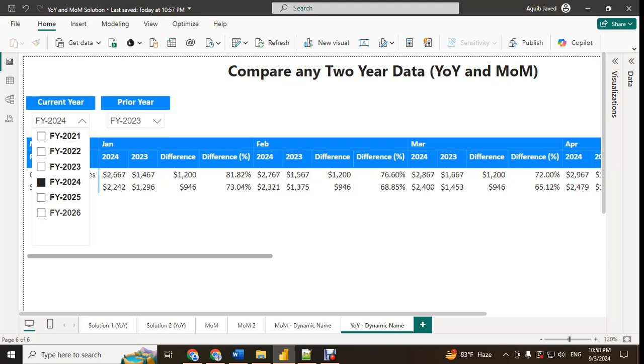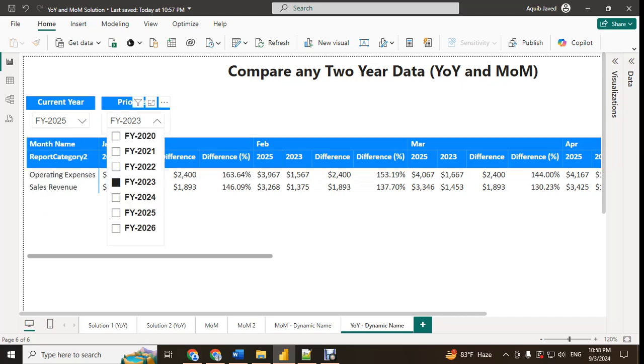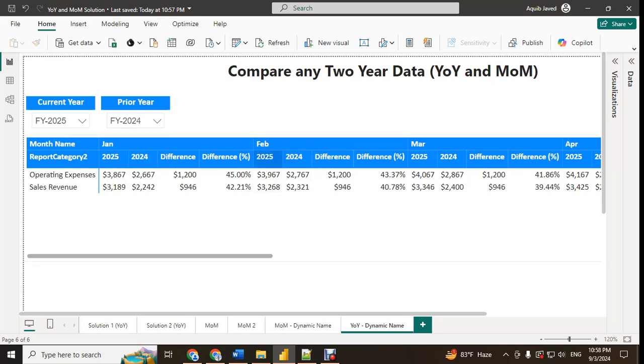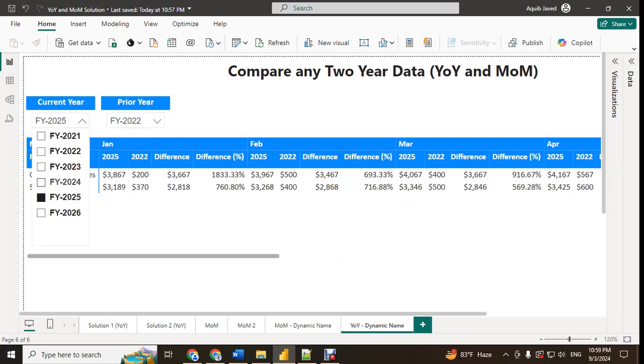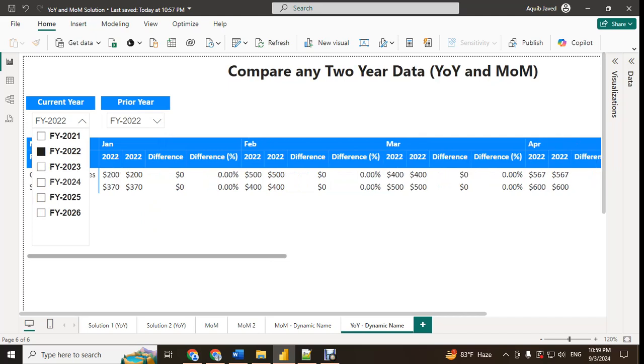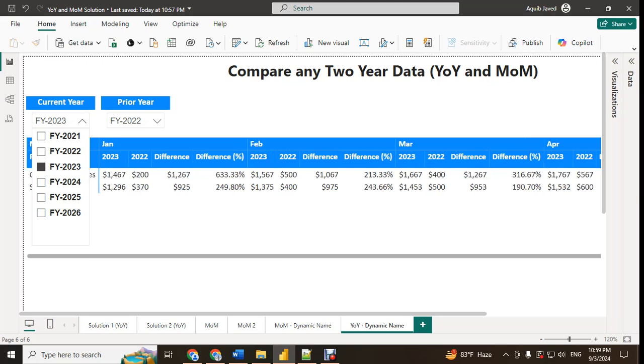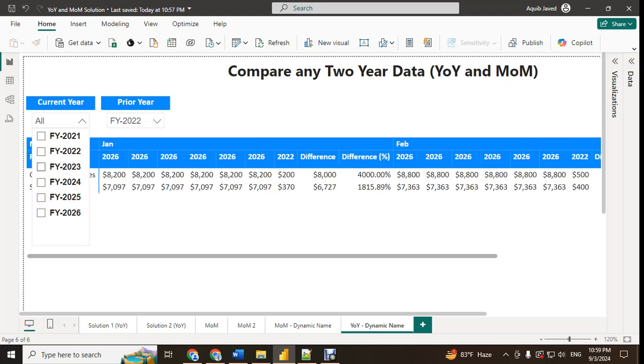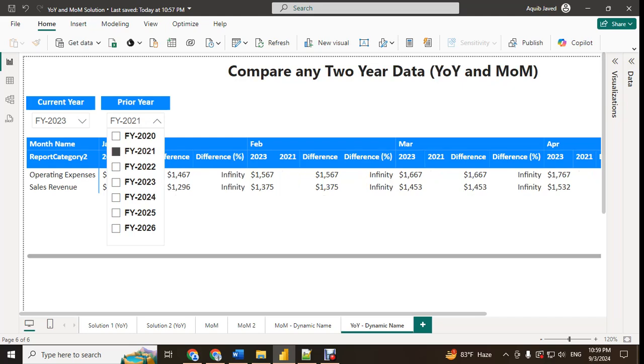So let's choose 2025. You can see my measure name changed and also the values changed, and also the differences are changed. If I choose my prior year, you can see my prior year measure name is changed and also the value changed, their difference and percentage are changed. So this is the second solution for you, where you are able to choose your custom month and see the difference, I mean compare year over year.